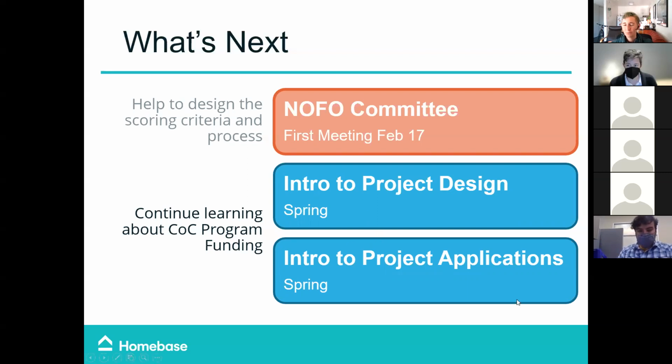And then the Intro to Project Applications will be, again, walking through both our local application form and the HUD application form so that you've seen it and have some understanding of it before you dive into this very quick application period that happens when the NOFA is released.